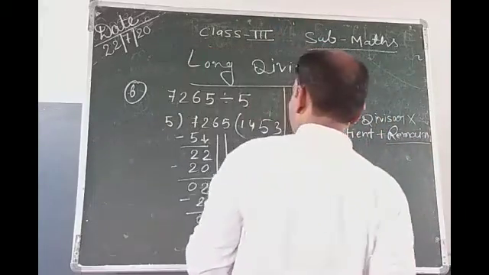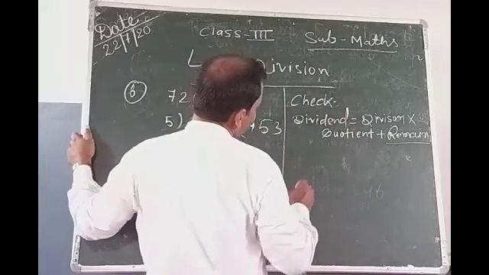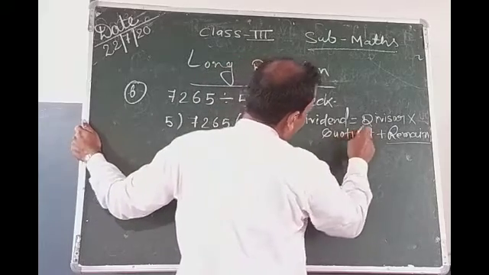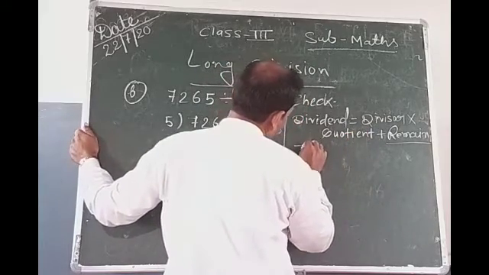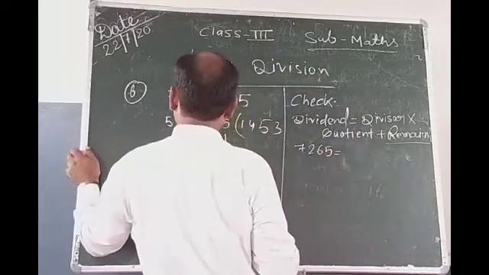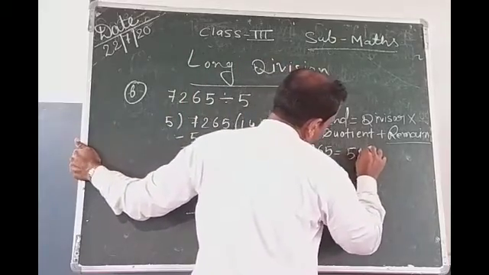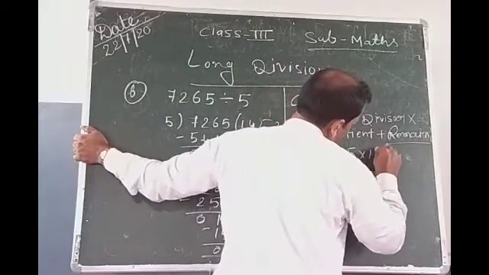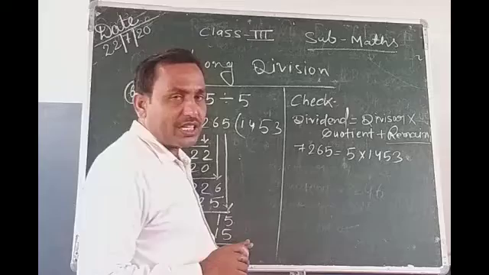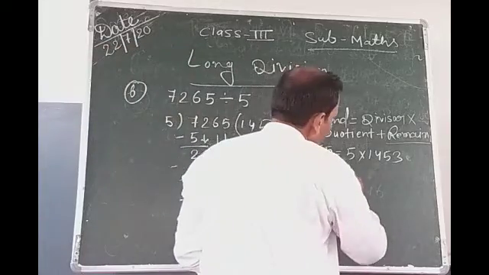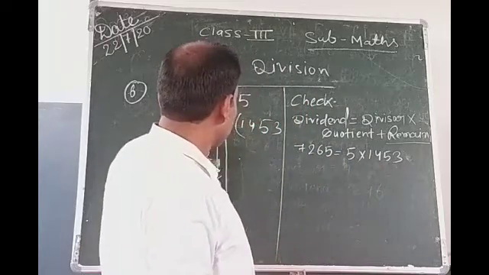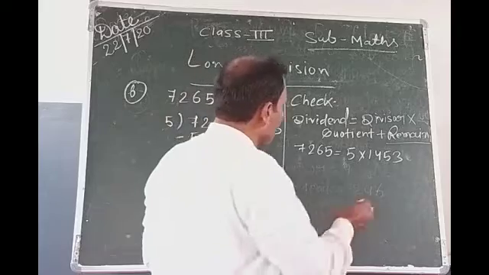The dividend is what? The dividend is 7265. First I write the dividend, 7265. Divisor equals what? 5. Quotient equals what? 1453. And remainder equals nothing. Remainder is not present, so you don't give any number. Now you multiply both terms. If both sides are equal, then your divide answer is correct. So now you multiply.